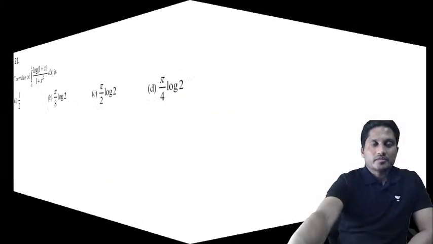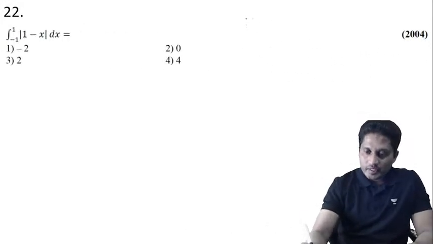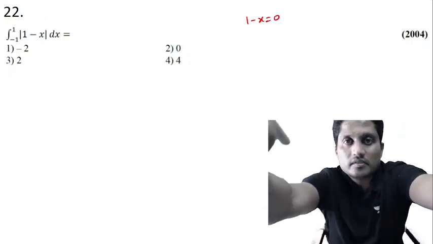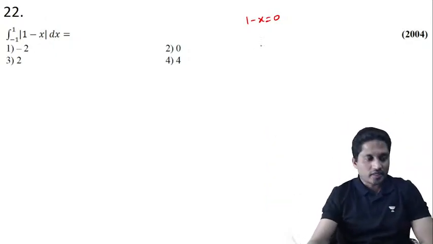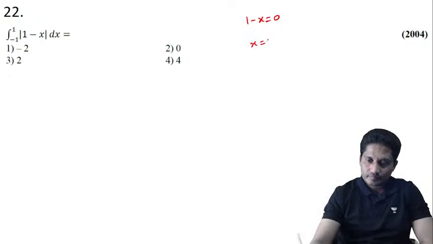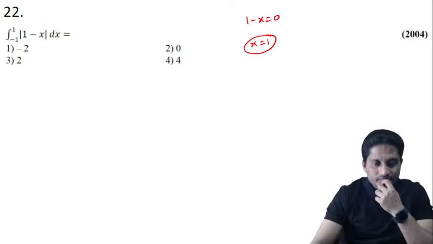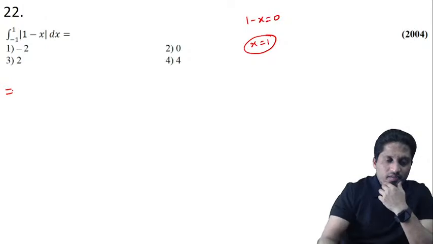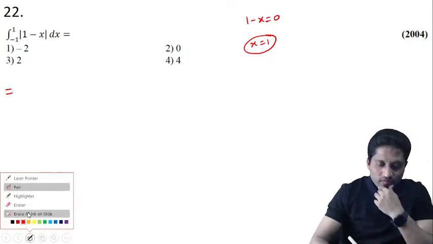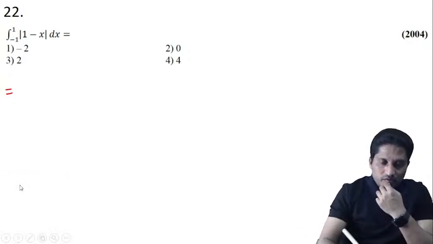Let's move to the next question. See, I'm going to equate 1 minus x to 0. You get x is equal to 1, which is already the upper limit, right? Now between minus 1 and plus 1, you put any value, this will be positive.